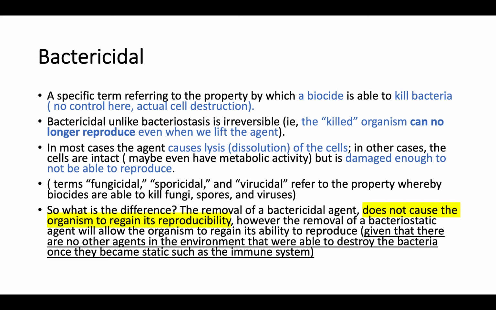This causes, for example, lysis, irreparable damage to the DNA, or irreparable damage to the proteins, which will kill the cell, and the cell is no longer able to replicate. So the most important difference is that the removal of the bactericidal agent does not cause the organism to regain its reproducibility.